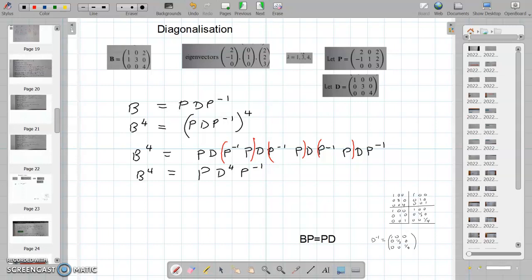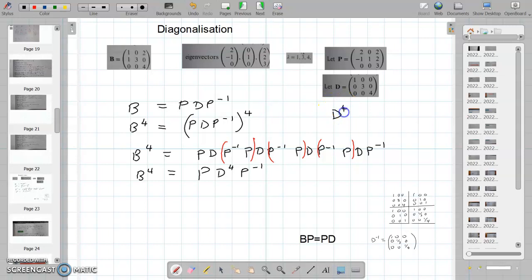So that's the great thing about this. The P and P inverse always cancel out, so it doesn't matter what it will be. So if it was B to the 12, it would be P D to the 12 P to the minus 1. It cancels out. And then you might think, yeah, but we still have to work out D to the 4. But D is an easy matrix. It's just a leading diagonal. Everything else is 0. I'll show you how easy it is.